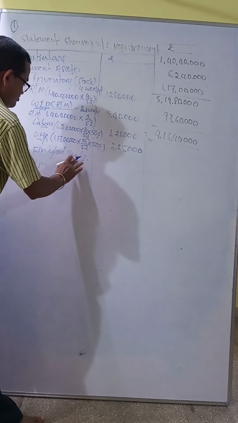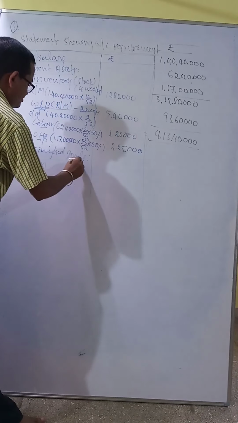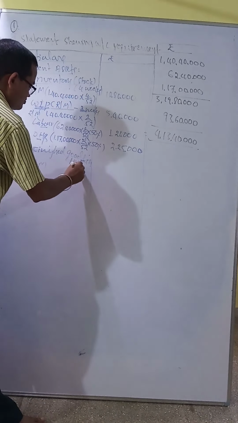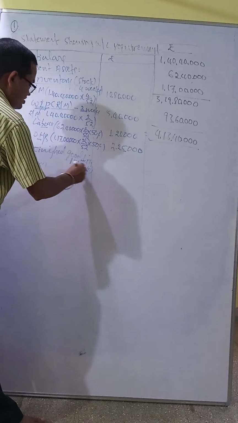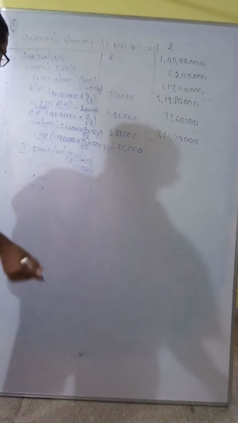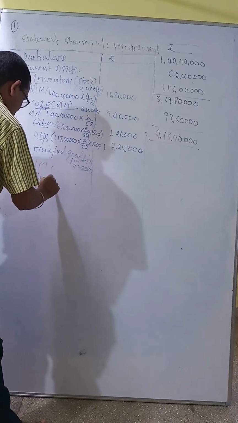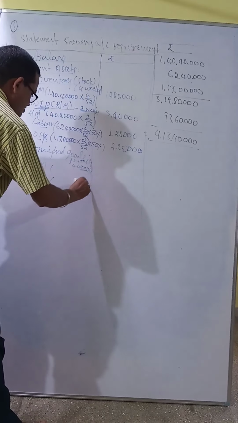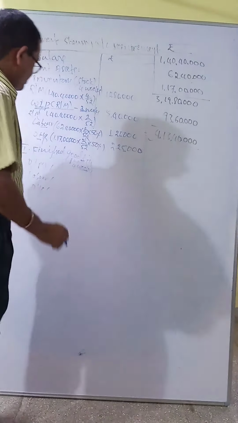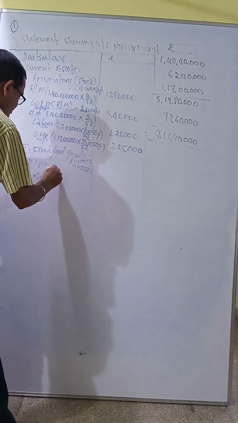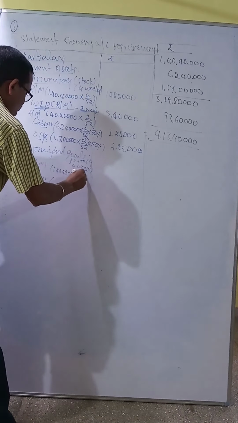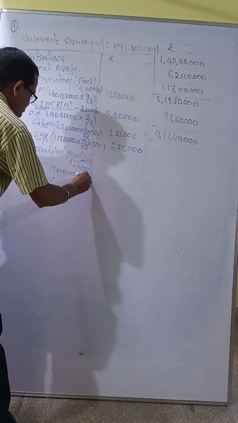One month they have given. One month should be converted into 4 weeks, because this question is given in terms of weeks. One month, how many weeks? 4 weeks. So, raw material: again take the raw material cost. Raw material cost is how much? 1 crore 40 lakh 40,000 into 4 by 52.